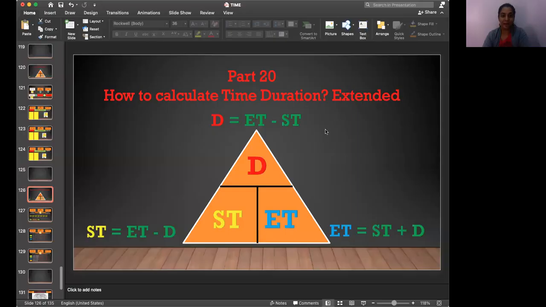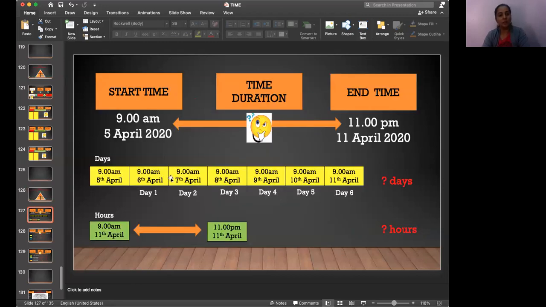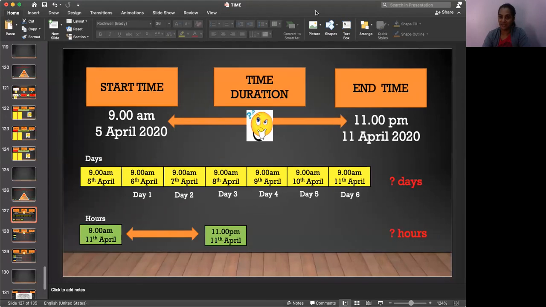This is teacher Brenda here, and today we will be looking at part 20, how to calculate time duration, an extended version. Again, you see this same triangle, okay? However, our question today is a little more complicated, in which we are given specific dates.